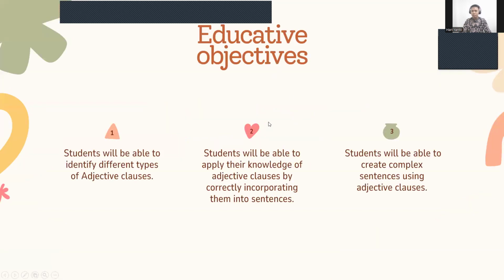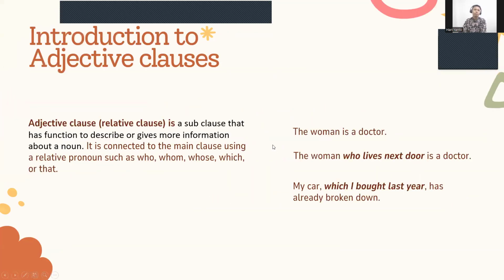There are three objectives in this video. The first, you'll be able to identify different types of adjective clauses. The second, you'll be able to apply your knowledge of adjective clauses by correctly incorporating them into sentences. And the third, you'll be able to create complex sentences using adjective clauses.